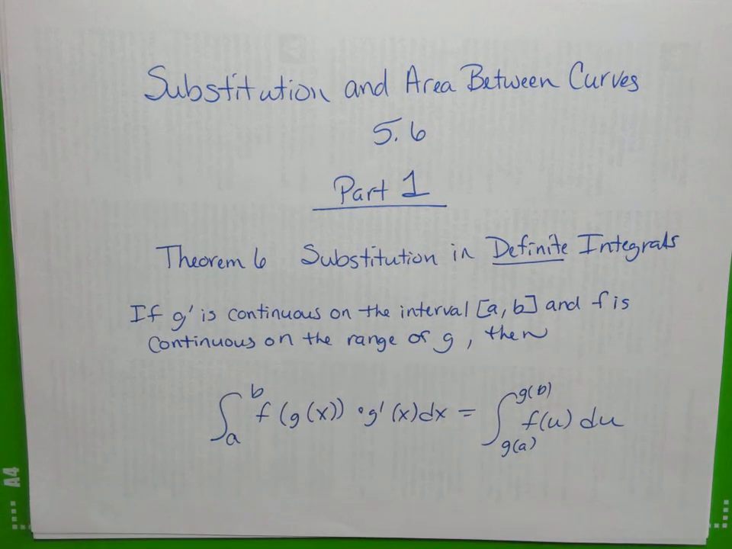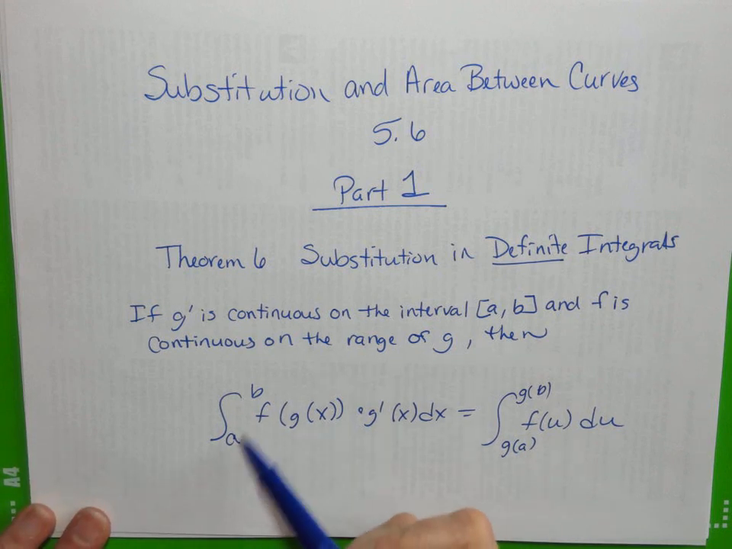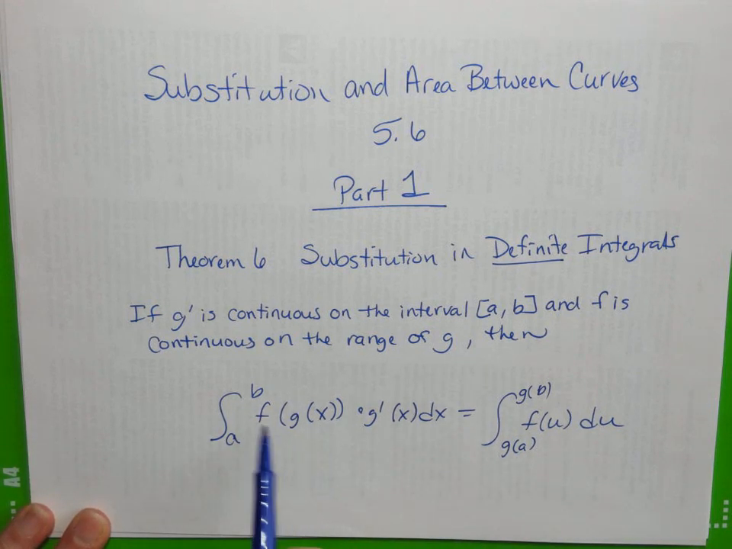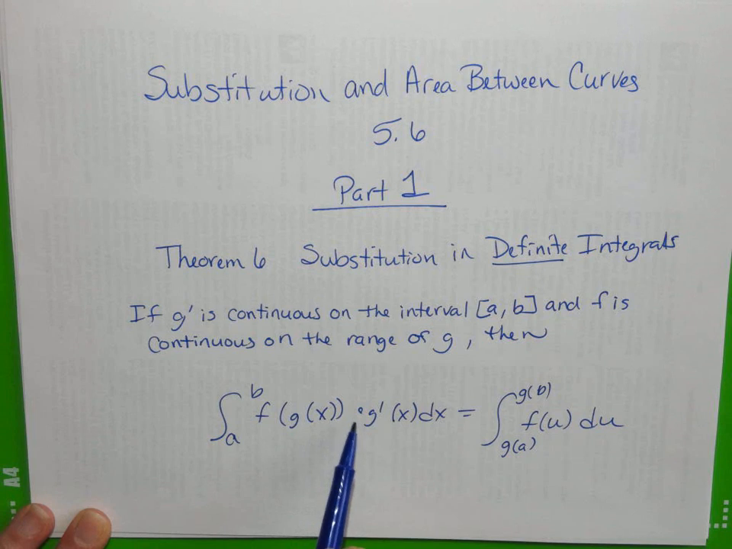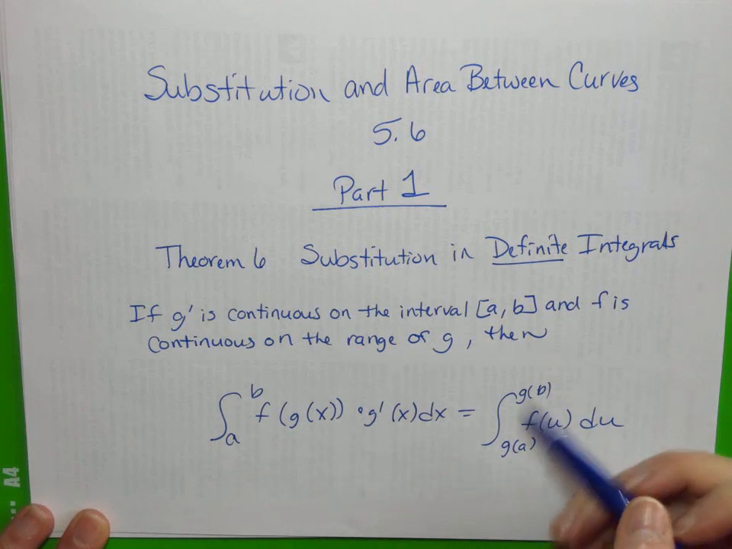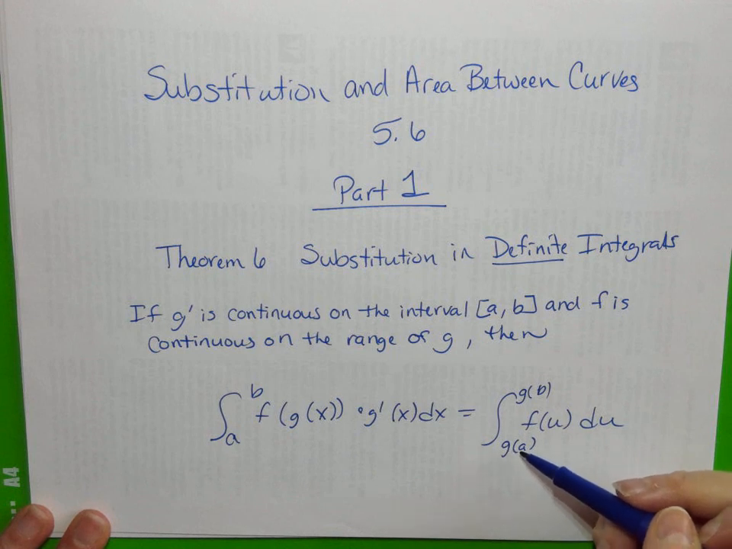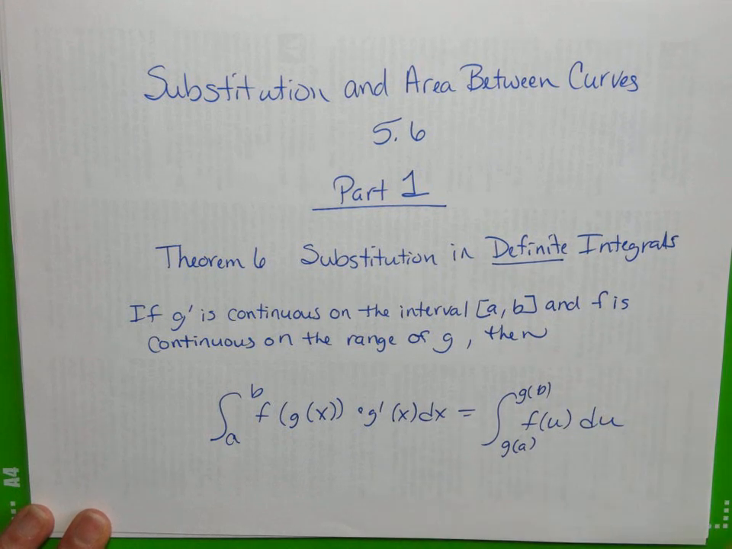And it says this: if g prime is continuous on the interval from a to b, and f is continuous on the range of g, then the integral from a to b of f of g of x times g prime of x dx is equal to the integral from g of a to g of b of f of u du.